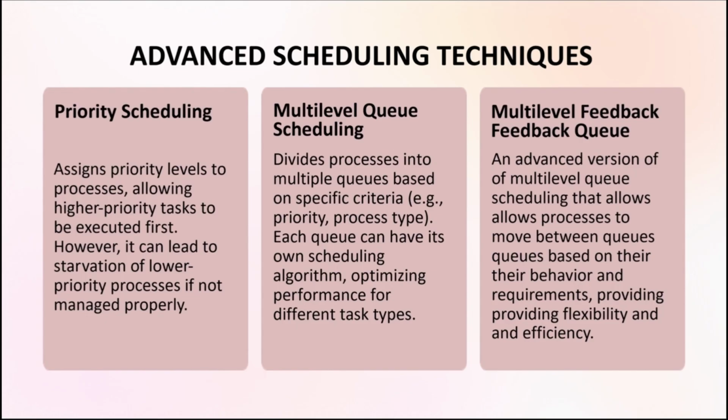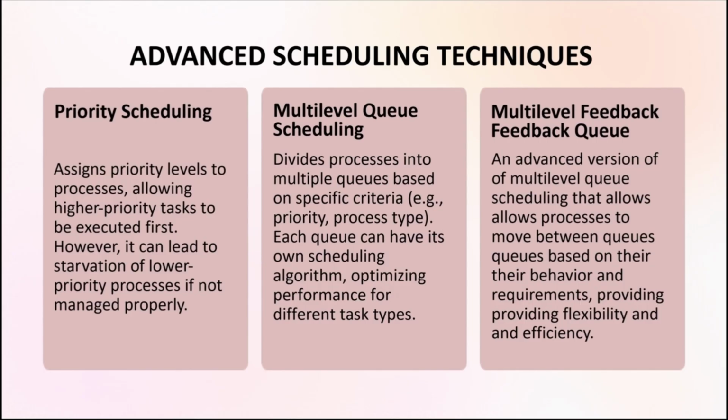Then we also have the multi-level queue scheduling. This divides processes into multiple queues based on specific criteria, e.g. priority, process types. Each queue has its own scheduling algorithm, optimizing performance for different tasks. So this simply means that in the multi-level queue scheduling, every process is divided into queues based on the criteria so that it could be processed efficiently.